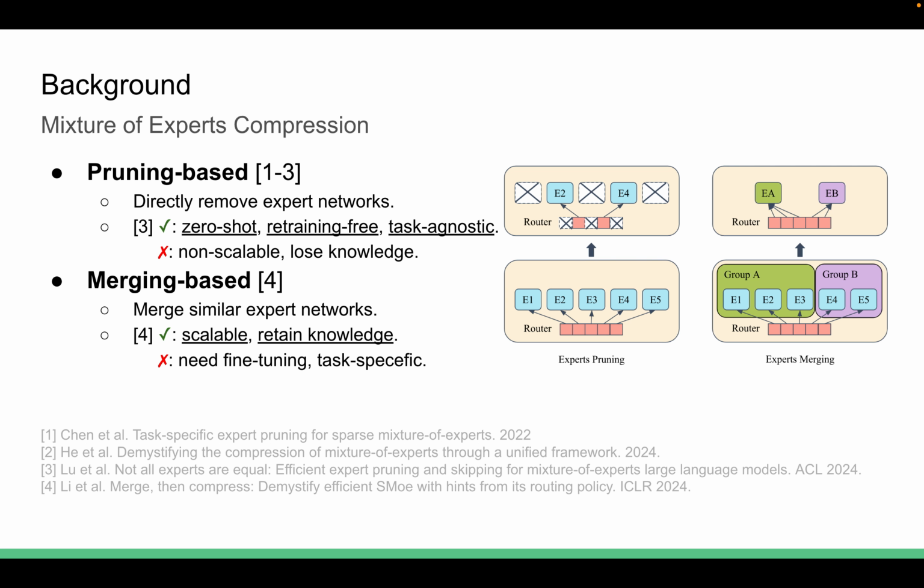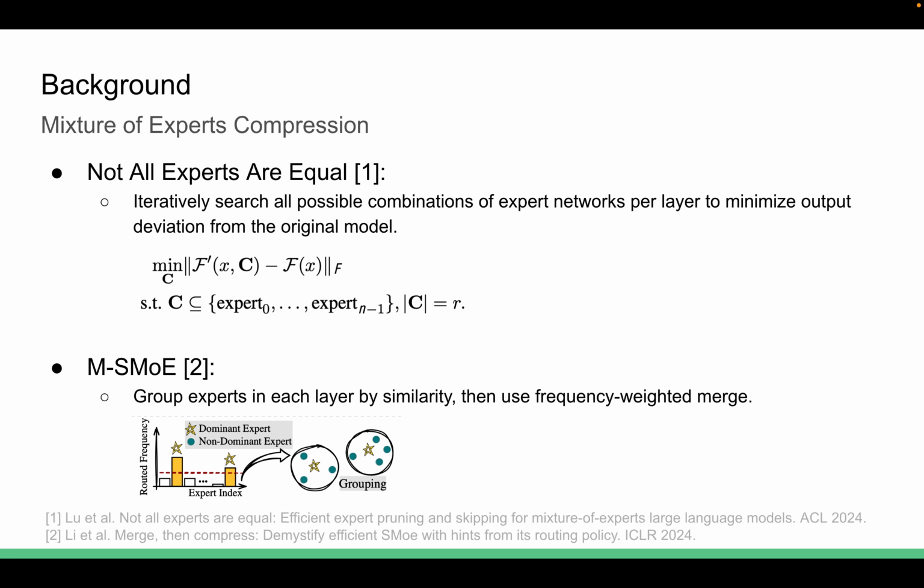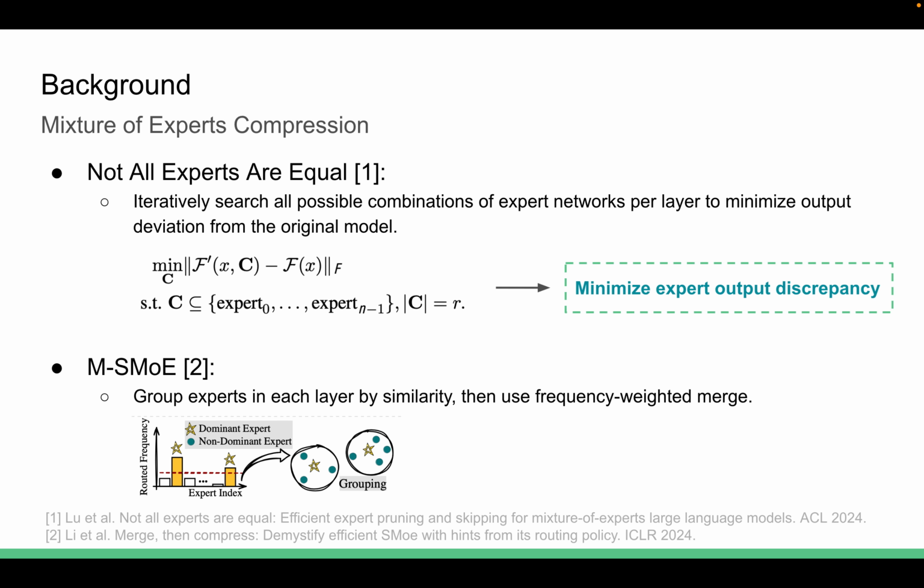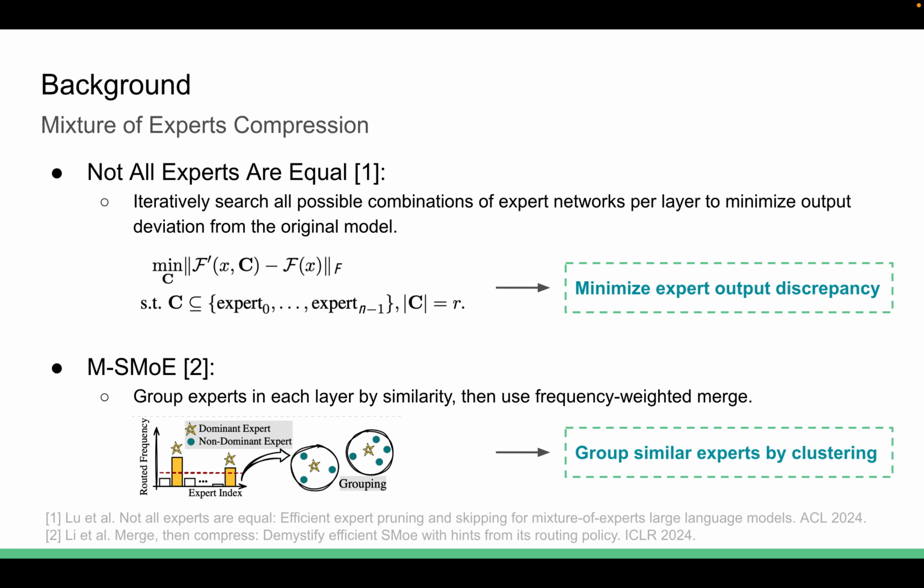Let's dive deeper to get some clues. For the pruning-based method, it iteratively searches all possible combinations of experts to minimize output deviation from the original model layer by layer. This gave us the clue that minimized expert output discrepancy would be the way of retaining the ability of the original model. On the other hand, the merging-based method will group non-dominant experts to dominant ones by similarity matrix, then use frequency-weighted merge. We eliminate the choice of dominant experts because the criteria they use is task-specific. Instead, we can achieve similar grouping by clustering methods.